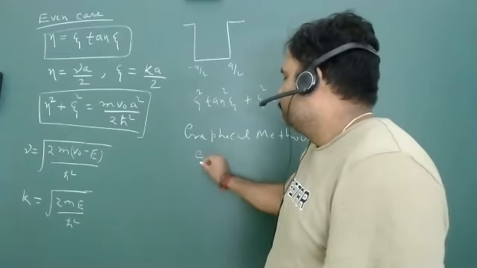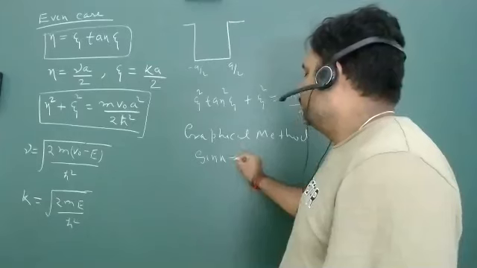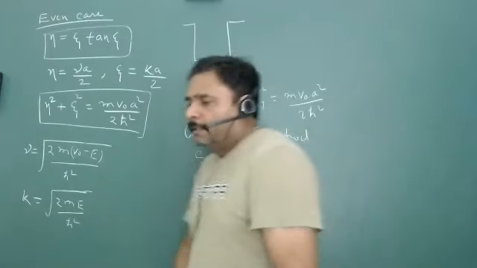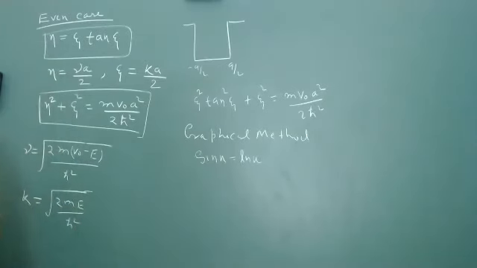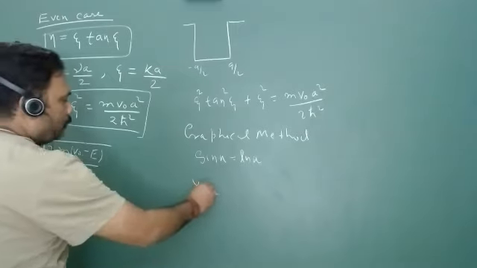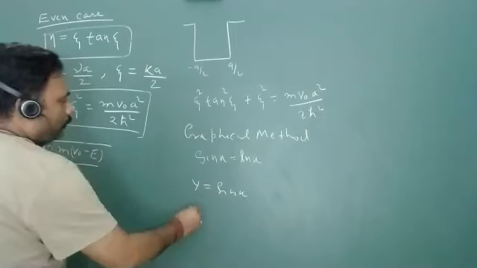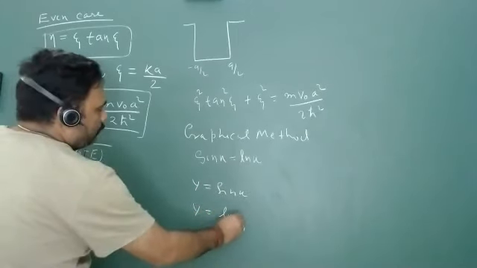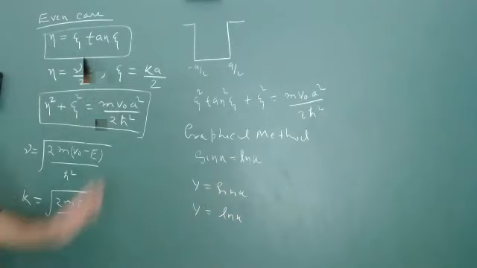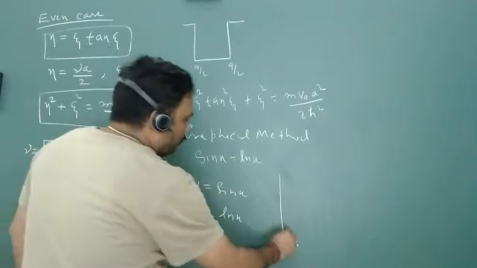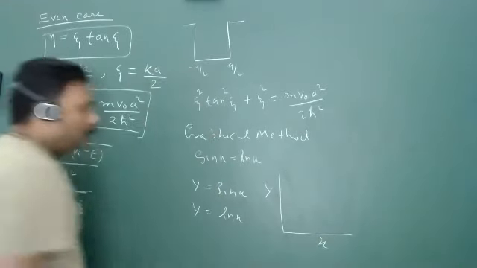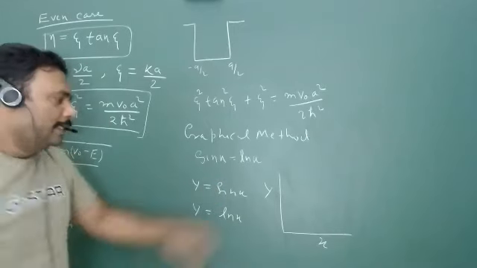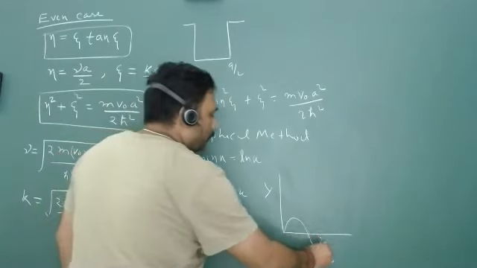Suppose we have the equation sin x is equal to ln x, and someone asks you how many solutions are possible. How will you solve it? You will write y is equal to sin x, and y is equal to ln x, and you will plot these two functions on the same axis. So we will plot y versus x. First we will plot y is equal to sin x. It may look like this in the first quadrant.